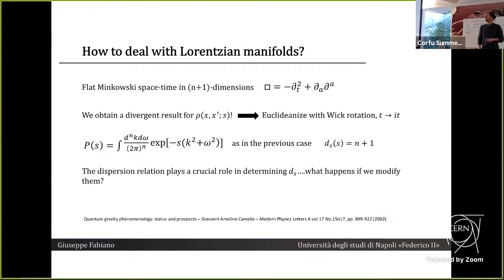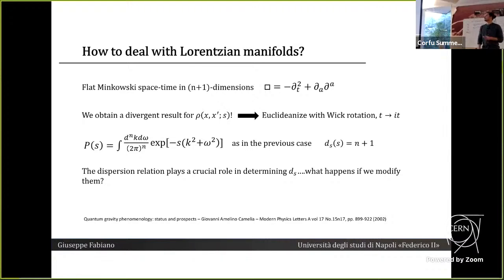But now, since we have said that the new definition of dimensionality has something to do with quantum gravity, and in quantum gravity we are mainly interested in considering Lorentzian manifolds, how can we treat them in this purely Euclidean setting? So the main idea is, let's start by trying to repeat the calculation in flat Minkowski spacetime in n+1 dimensions.